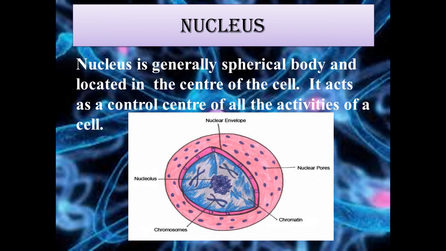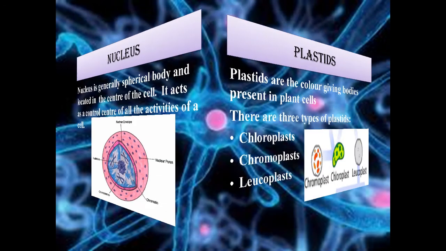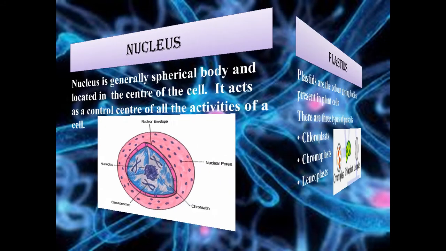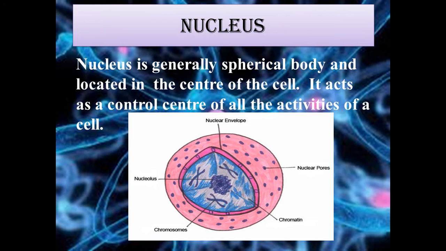The nucleus is also called the brain of the cell because it controls all the activities of the cell, the metabolic activities. It is responsible for passing the genetic characters from parents to offspring. One more term is protoplasm. What is protoplasm? The nucleus and cytoplasm together are called protoplasm. They are the living content of the cell. Hope it is clear to you.